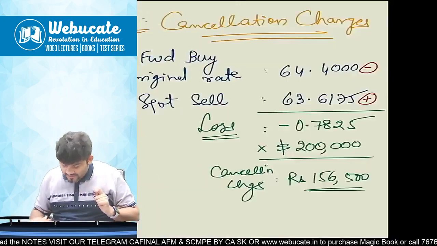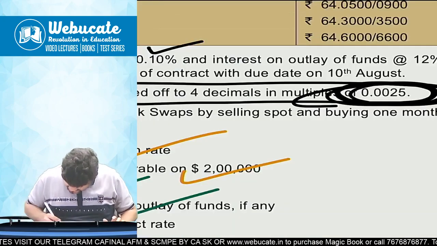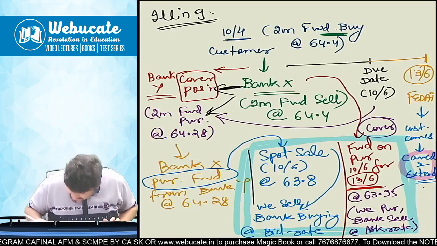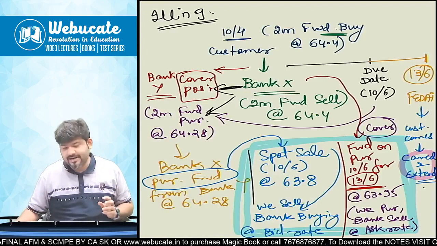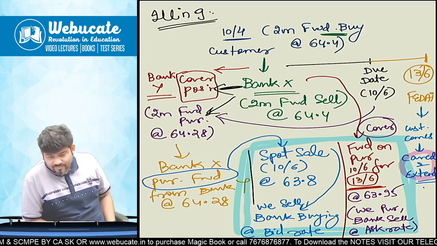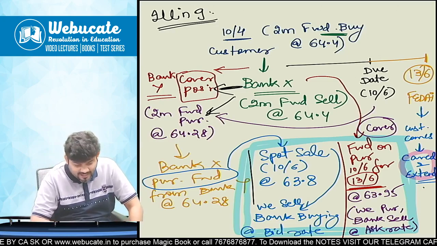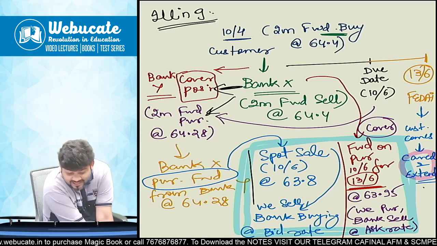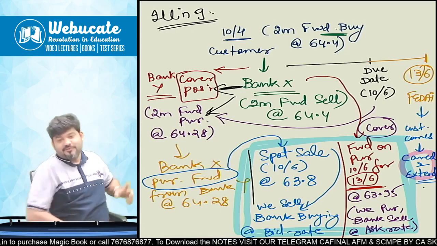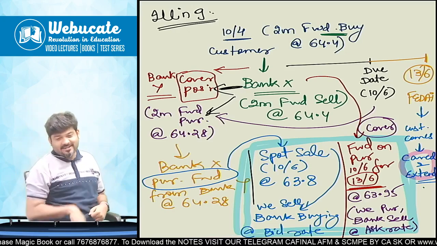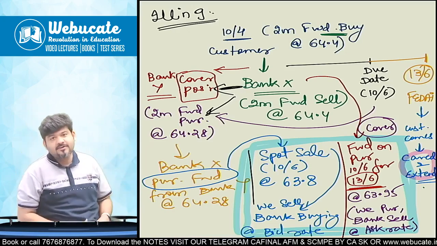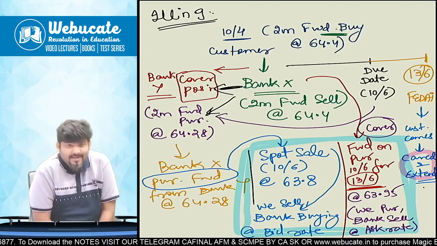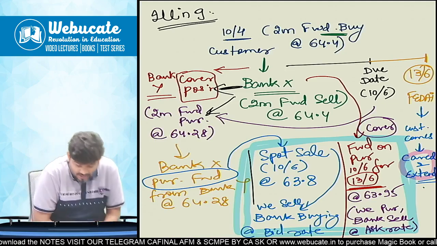Now the next is interest on outlay of funds. Chalo, let's calculate that also. See, this is the cash flow which is affected. How has the cash flow been affected on 10th of June? Tell me, think and tell. On 10th of June, because that customer did not come, I will have to purchase forward at 64.28, correct? And I sold it also at 63.8.